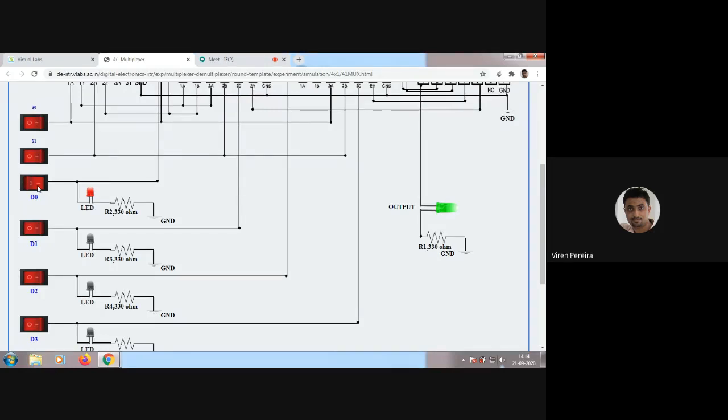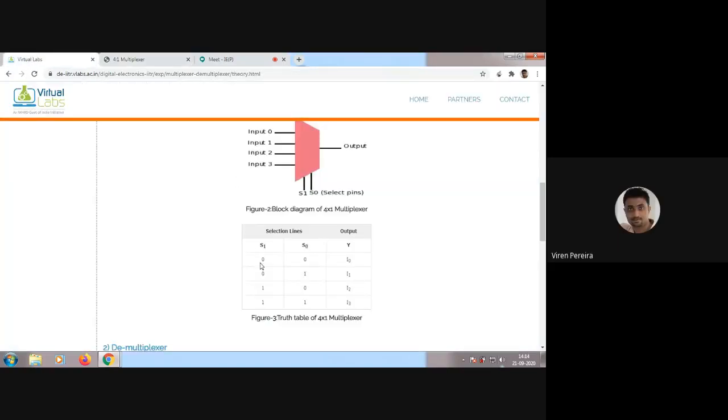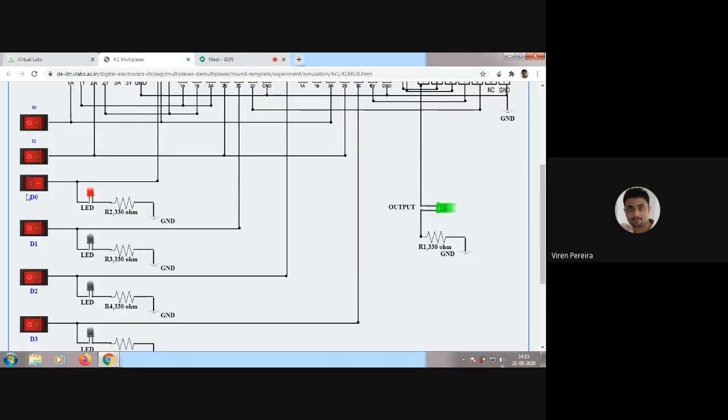Again, we'll check this. 0, 0 given. So Y will be equal to I0. So whatever is in the input 0 will be equal to the output. The same thing is basically happening here. Whatever is the value of D0 here will be reflected at the output. When this is on, it turns on. When this is off, it turns off. And the other pins won't affect.